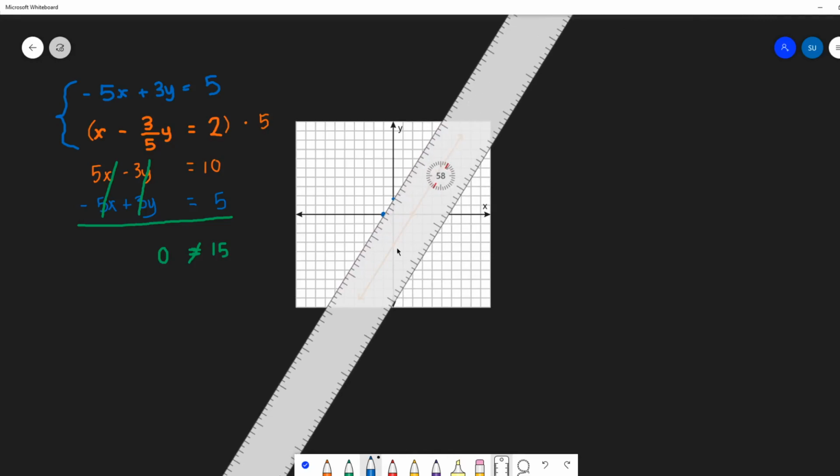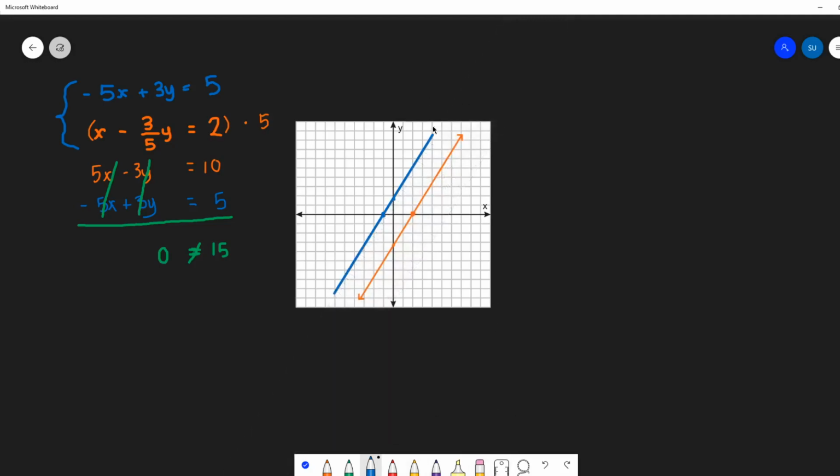And notice that I don't have to change the rotation of this ruler at all, because these lines are parallel. Now, because they're parallel, the lines are never meeting. They're never intersecting at any point. They're just going to be constantly going in the same direction, and they're never going to touch each other. And that means that the system of equations has no solution. Now, why are they parallel? Well, that's because they have the same exact slope.